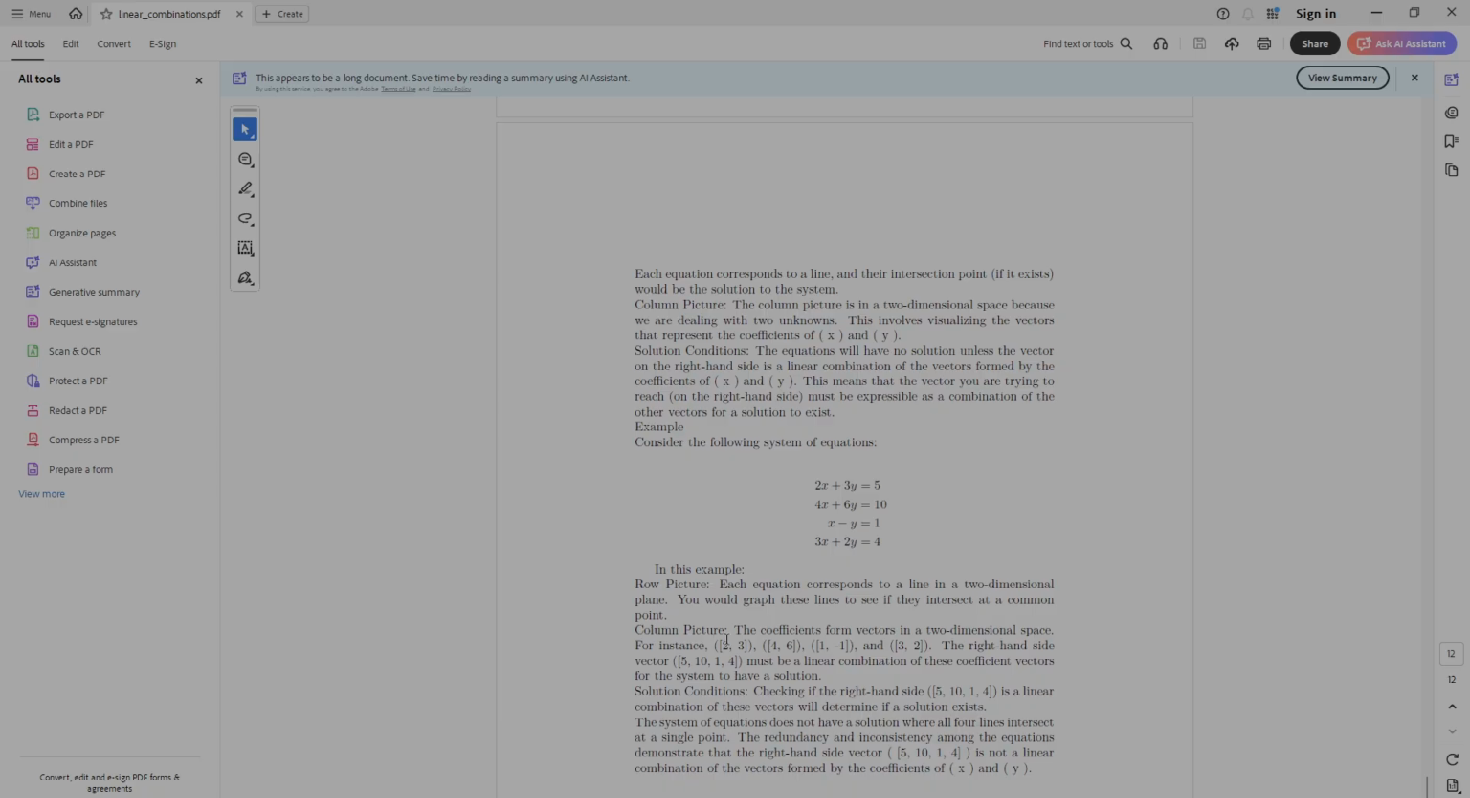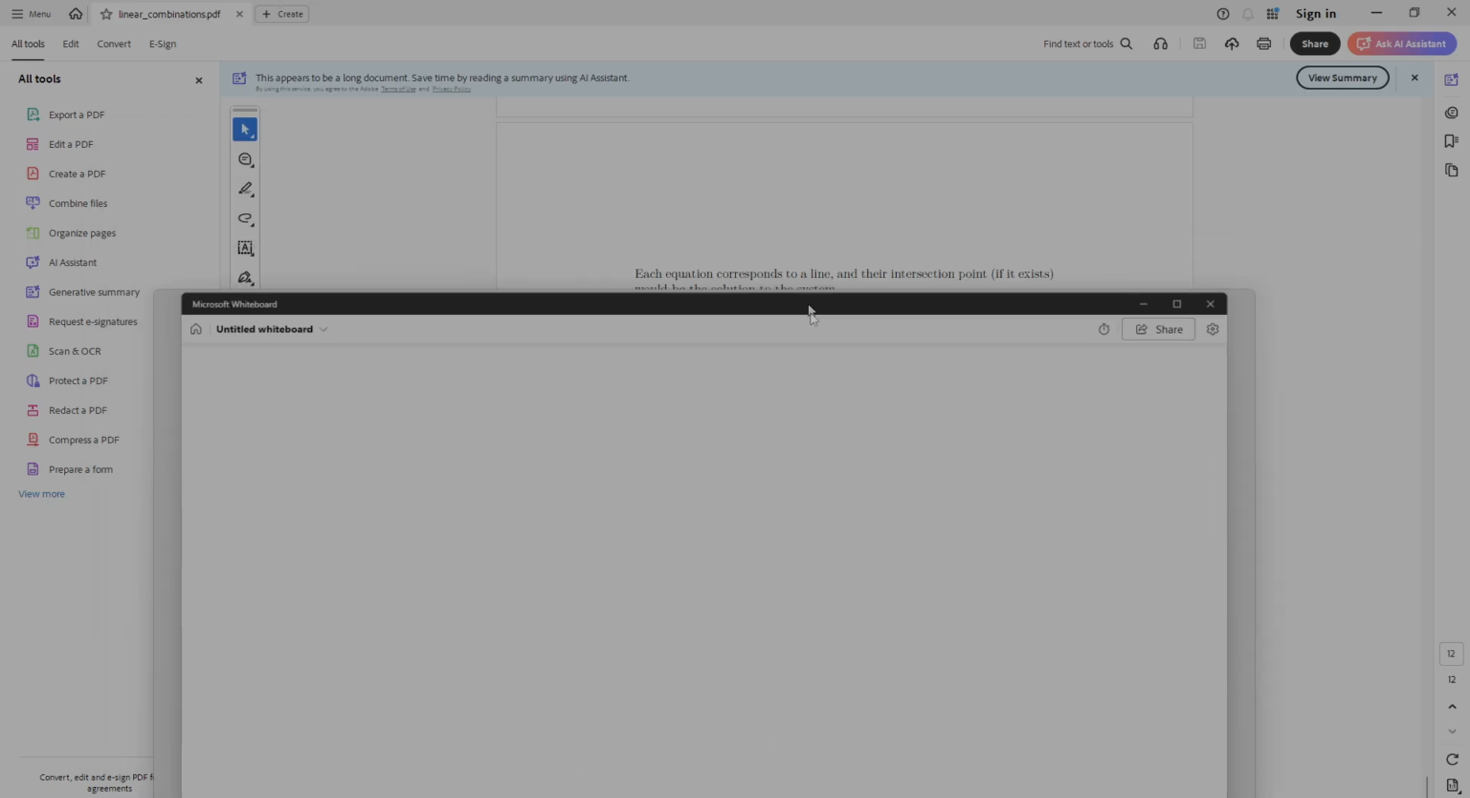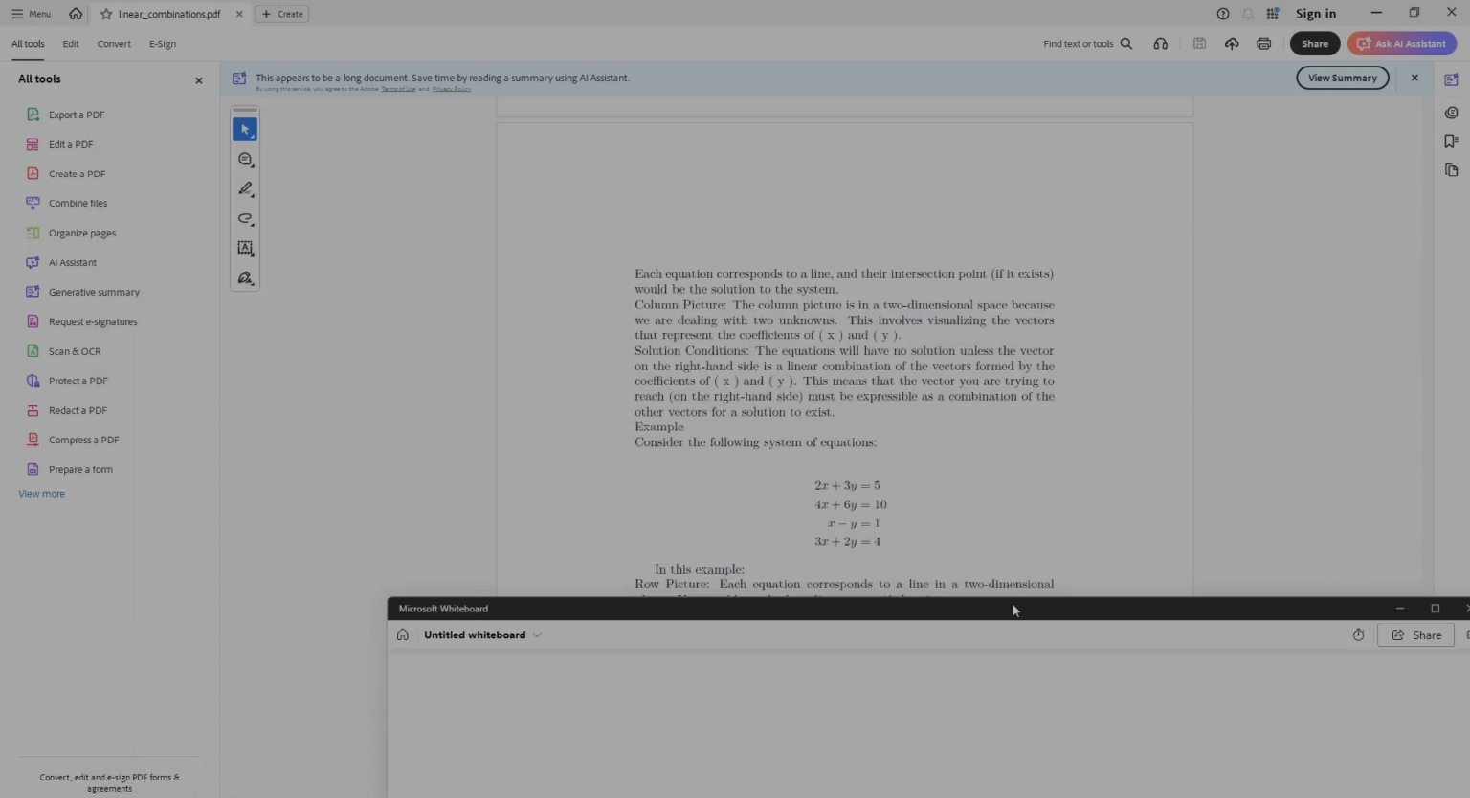The column picture: the coefficients form vectors in a two-dimensional space. For instance, (2, 3), (4, 6), (1, -1), and (3, 2). The right-hand side vector (5, 10, 1, 4) must be a linear combination of these coefficient vectors for the system to have a solution. So let's look at what we mean by that.